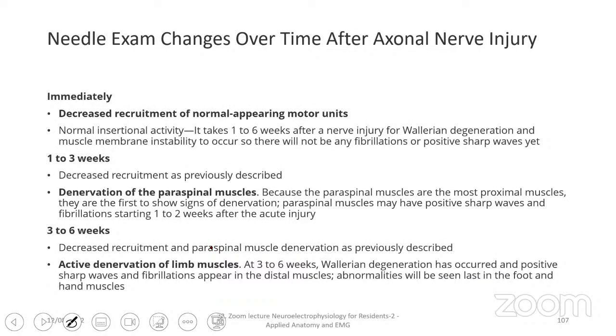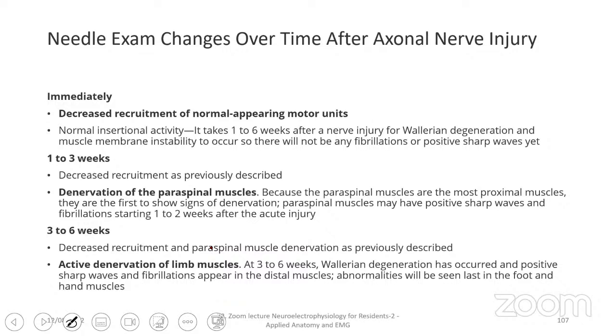The needle exam changes over time after axonal nerve injury. Immediately, there is decreased recruitment of normal appearing motor units, with normal insertional activity. It takes about 1 to 6 weeks after nerve injury for Wallerian degeneration and muscle membrane instability to occur. So there will not be any fibrillations or positive sharp waves until 6 weeks. At 1 to 3 weeks, there is decreased recruitment as previously described.